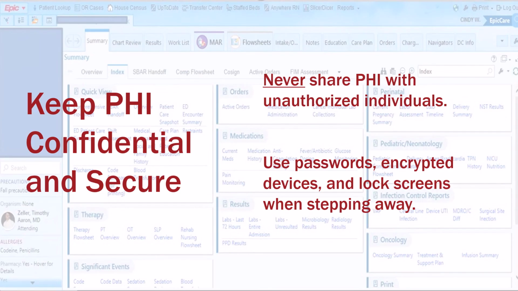Keep PHI confidential and secure, whether written, spoken, or electronic. Never share PHI with unauthorized individuals. Use passwords, encrypted devices, and lock screens when stepping away.